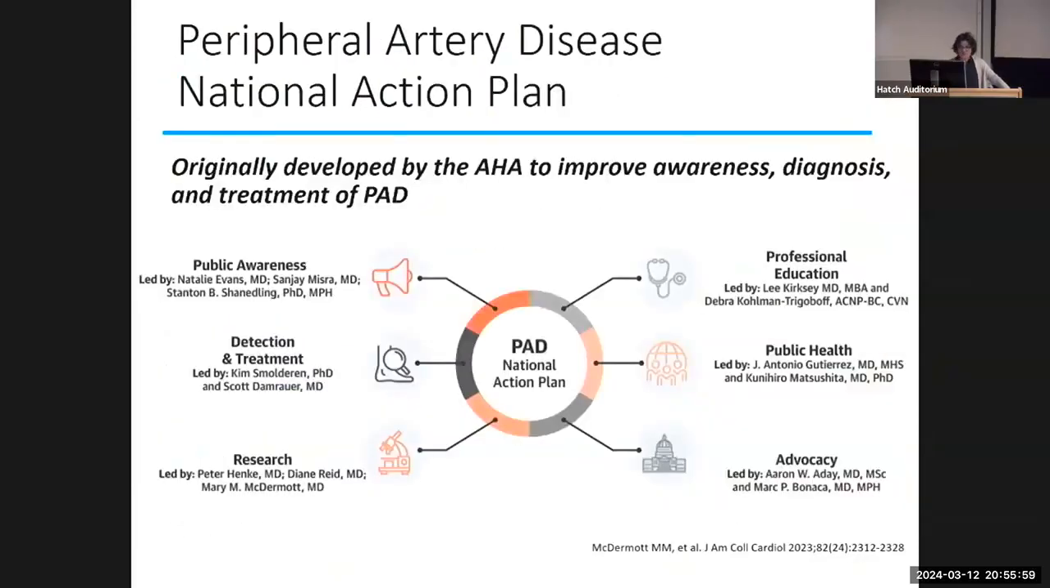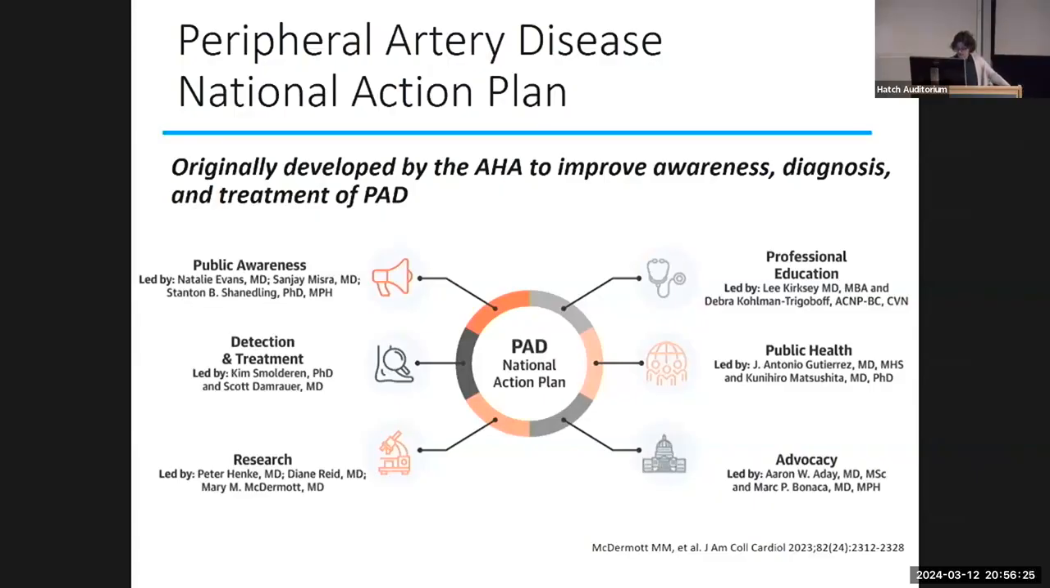So this was just released at AHA in 2023 and recently published. The AHA developed the National Action Plan for Peripheral Artery Disease to improve awareness, diagnosis, and treatment of PAD. There's 6 arms: public awareness, detection and treatment, research, professional education, public health, and advocacy, with a goal to improve these horrible outcomes for our patients.